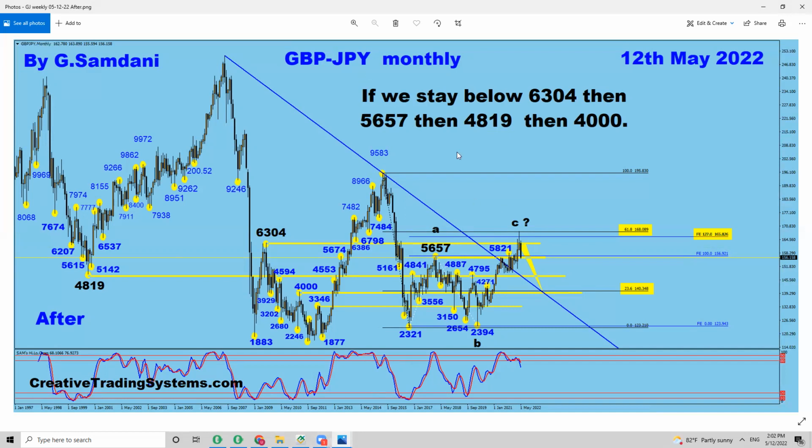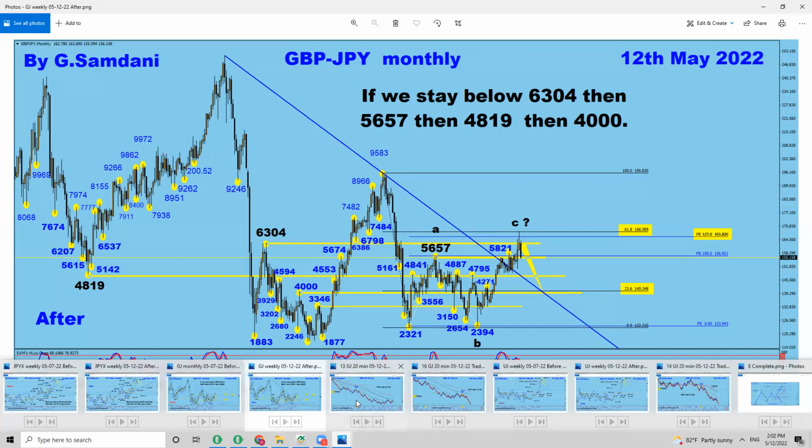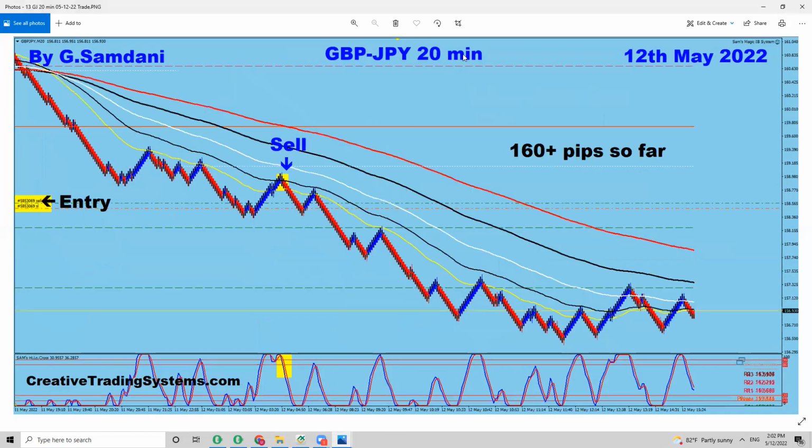So with this dropping from 63 to 56 this week, what did I do was this. Today, I had this pound yen 20-minute chart. You can see the date here below, May 12th. And look at my system here. This was an entry yesterday. I didn't take it because I was busy fixing my computers. And this one here, sell order, you see this?